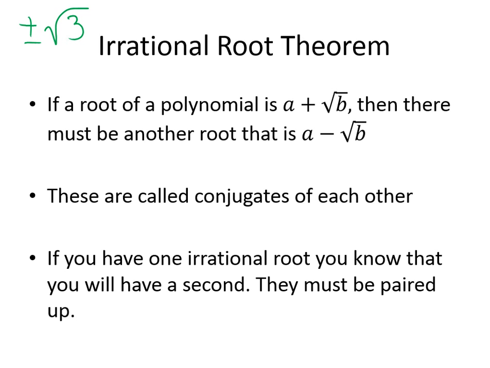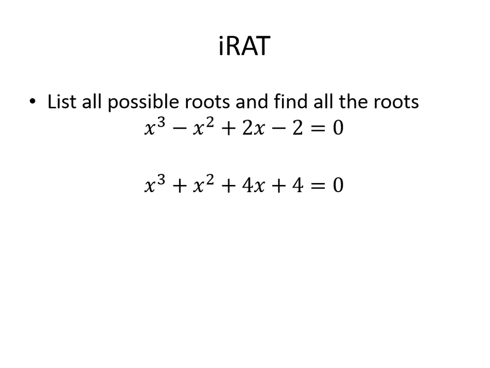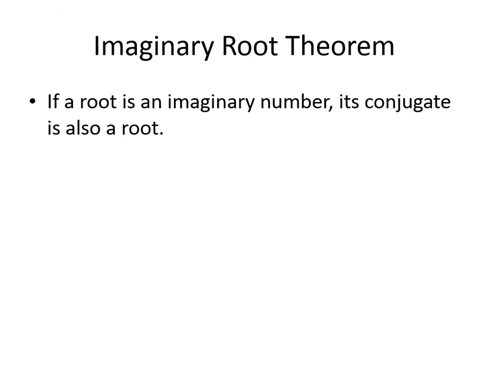You always have them paired up. So if you have one root that's a square root, you have to have another one. This is also true with imaginary numbers. If you have a minus i, you also have to have a plus i. If you have an answer of i, you must have a negative i as a root.